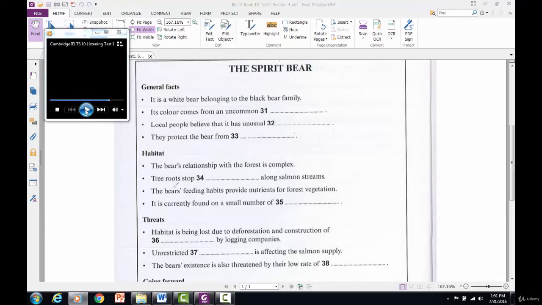Also, if you're not sure how a word is spelled, just spell it the best you can right away. Okay? Because remember, after the test is over, you have 10 minutes to transfer your answers.